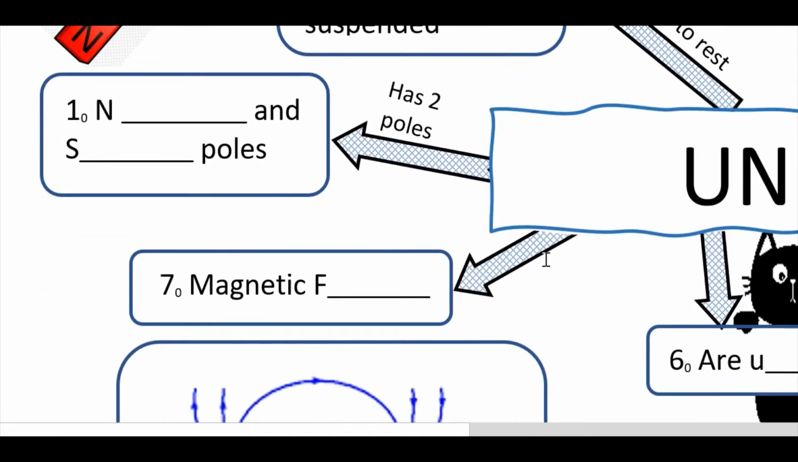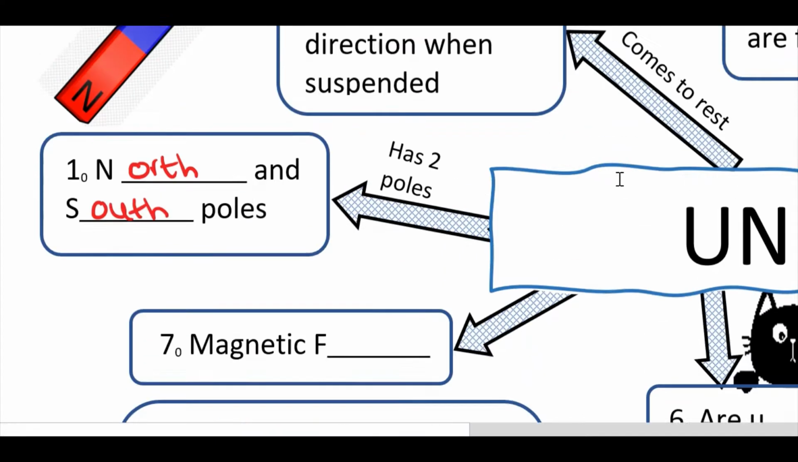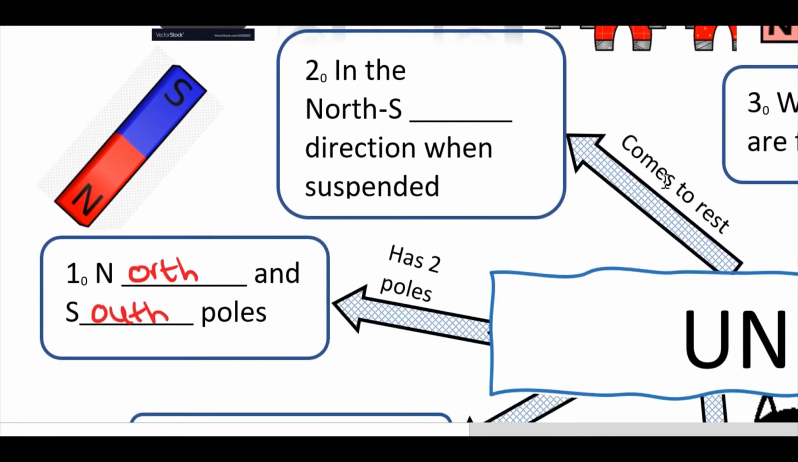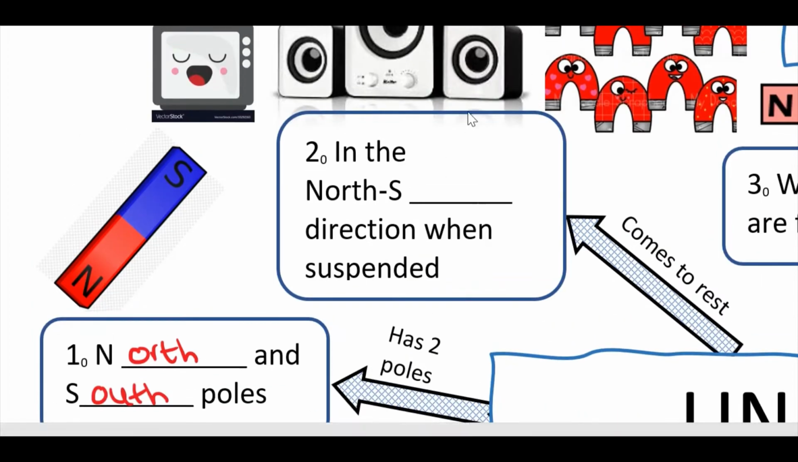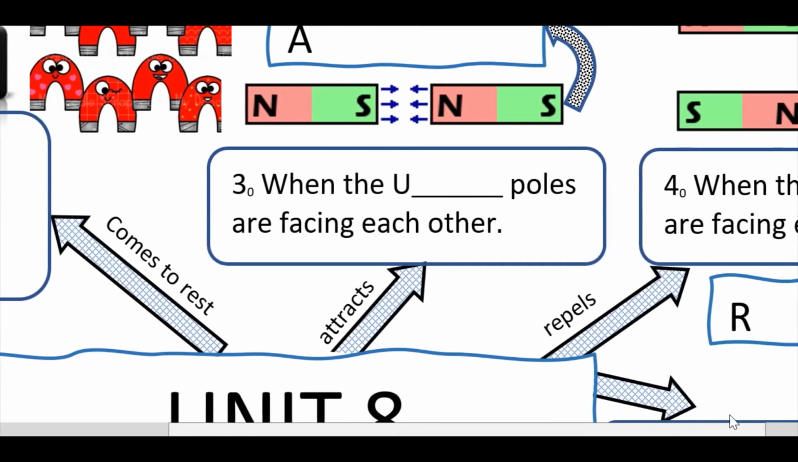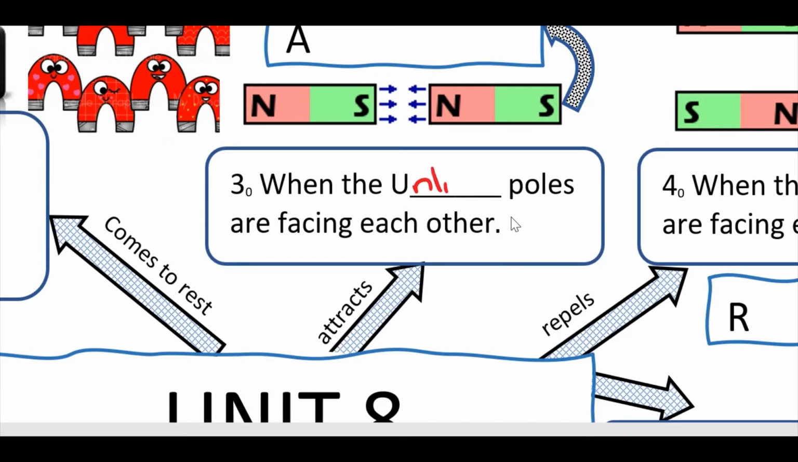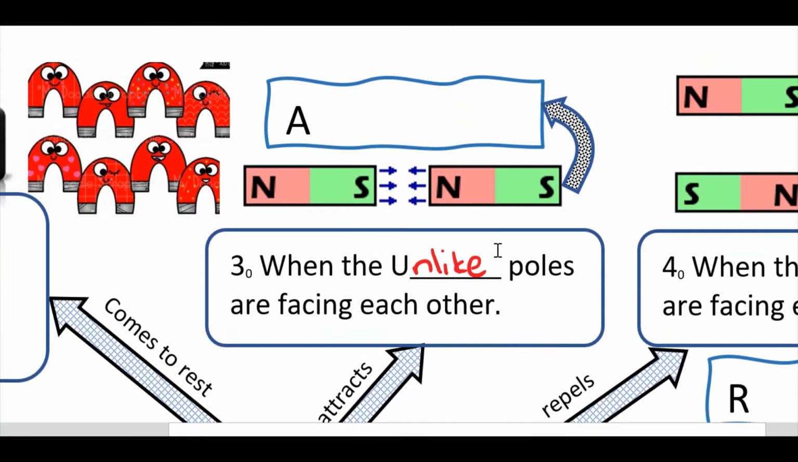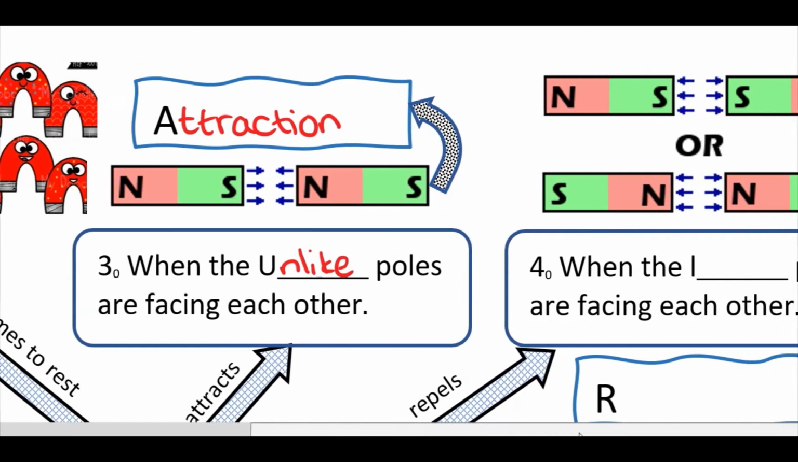Okay, so magnets, they have two poles, which is called the North Pole and the South Pole. Magnets come to rest in the north-south direction when it is suspended. When unlike poles are facing each other, there is attraction going on. So the south and the north will actually get attracted to each other.